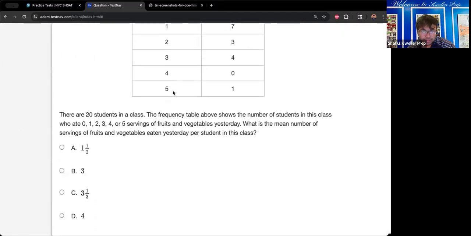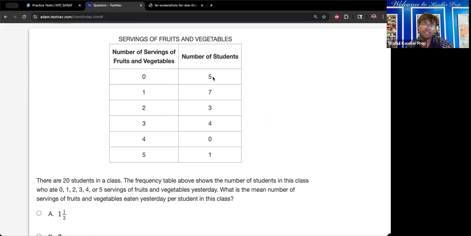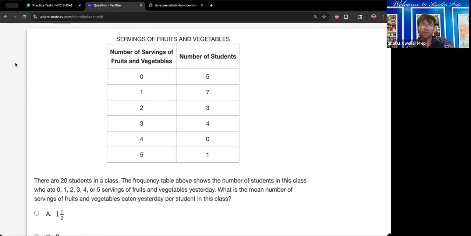Okay, what is the mean number of servings of fruits and vegetables? So whatever the servings is, you multiply with the students. So this is 0, 7 times 1 is 7, 3 times 3 is 9, 3 times 4 is 12, 4 times 0 is 0, and then 5 times 1 is 5. If you add this all up, you get 30 servings of fruits and vegetables. And how many students are there? There's 20 students. So 30 divided by 20 gives you the mean, which is 1.5.